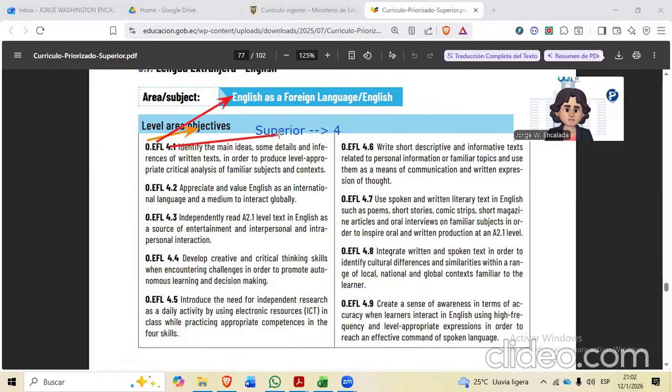Okay. I know, you may be wondering about the last digit. So what's the last digit about? Well, the last digit is the order of the objective. For instance, this one is O point EFL 4.2. That means that this is the second objective of level superior of English as a foreign language.